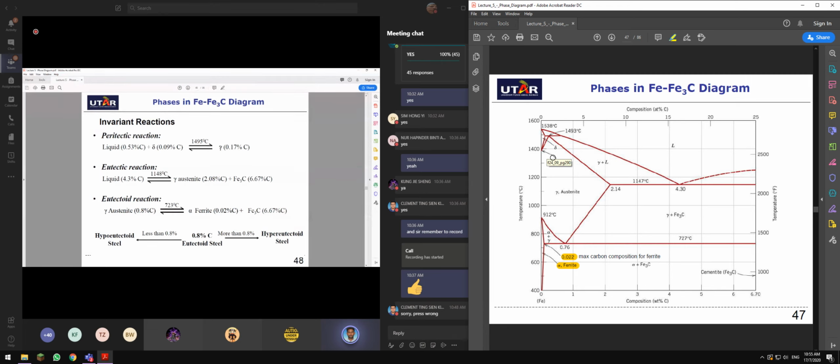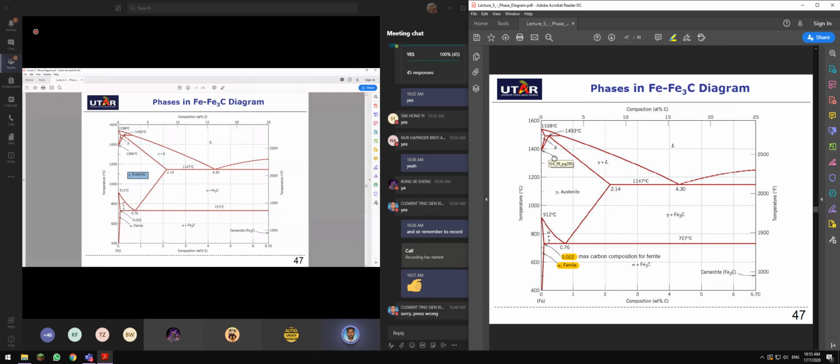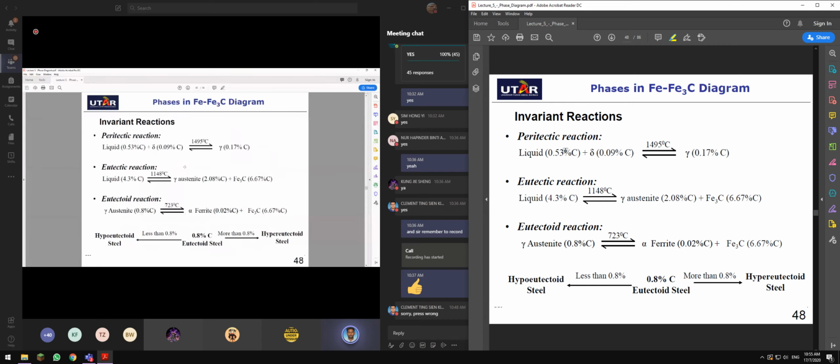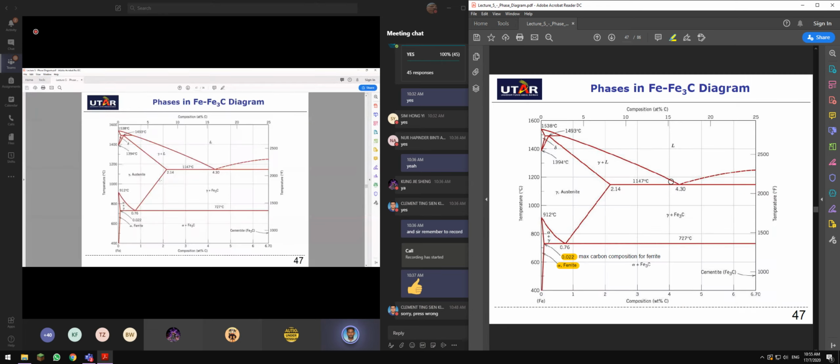When you reduce the temperature, it changes to austenite. When you increase the temperature, it becomes two different distinguished microstructures, liquid phase and solid phase. And then you have the eutectic reaction, which is at 4.3 and 1148, 1147. Over here, eutectic.